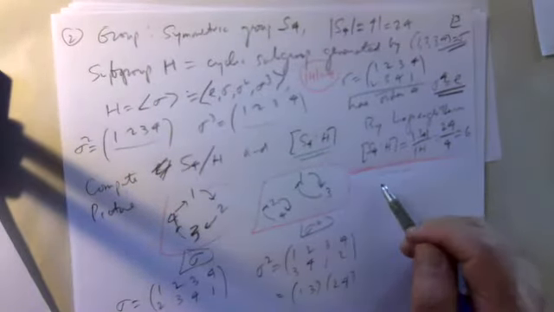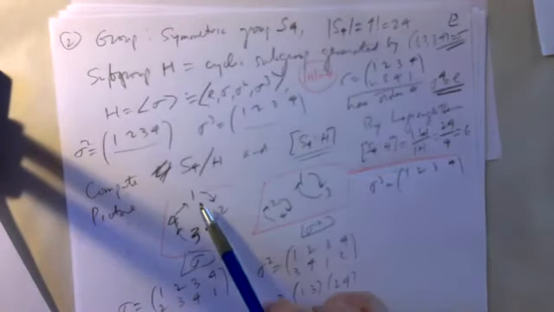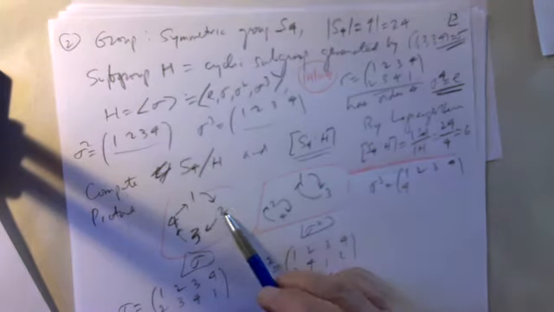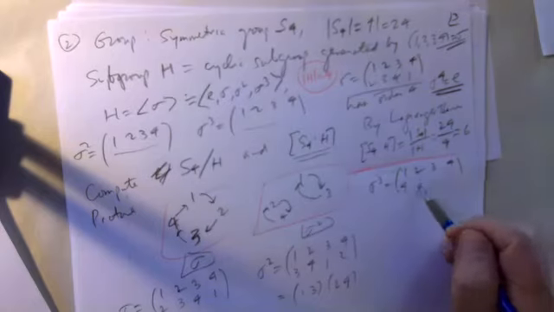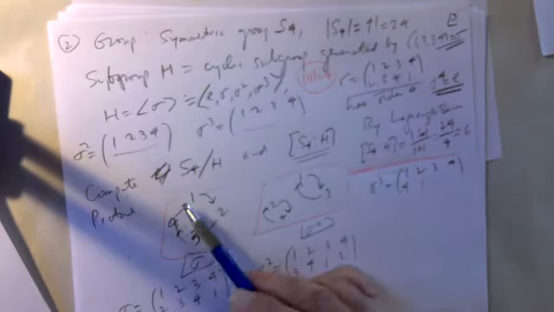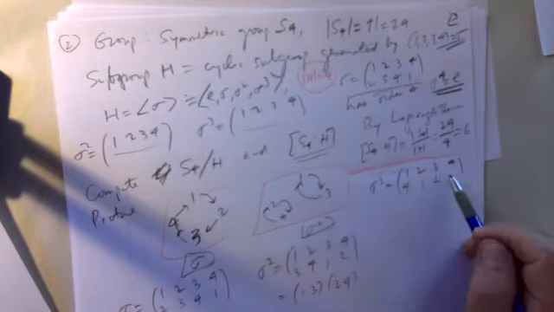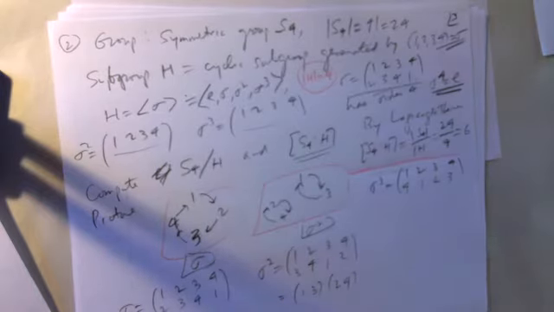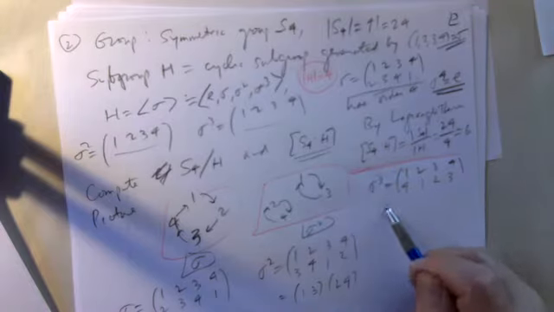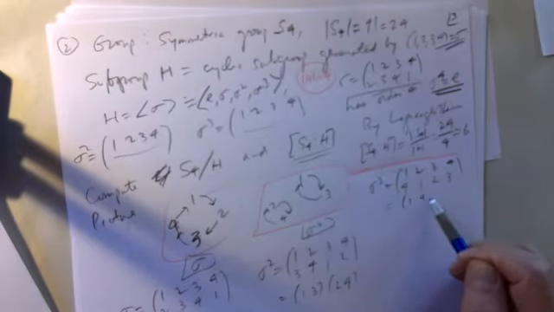What is sigma cubed? You apply sigma 3 times. So 1 goes to 2 to 3 to 4. 2 goes to 3 to 4 to 1. 3 goes to 4 to 1 to 2. 4 goes to 1 to 2 to 3. That's sigma cubed. As a cycle, this is 1 goes to 4, goes to 3, goes to 2, goes back to 1.